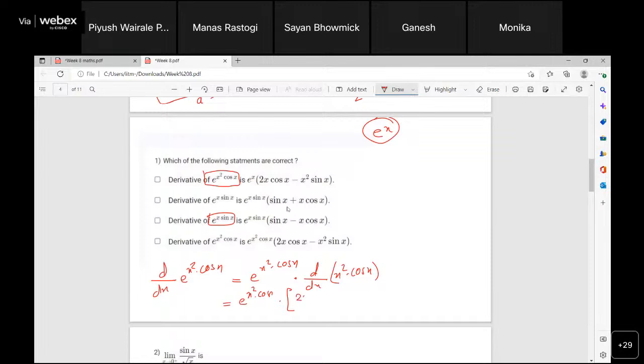So minus 2x cos x minus x square sin x. Right? That's it. If you see which one is correct, 2x cos x minus x square sin x. Okay, this one is correct. So option D is correct here. Now try to find out for this particular thing.